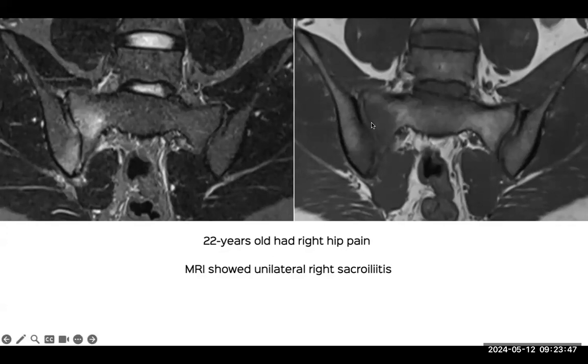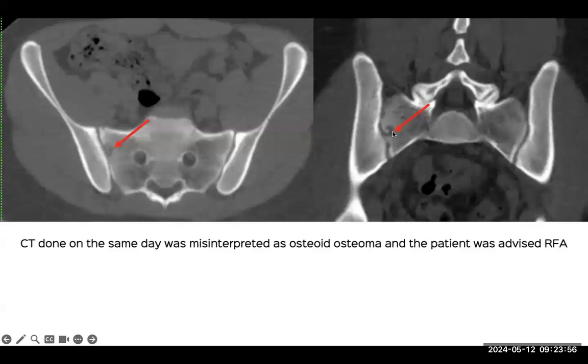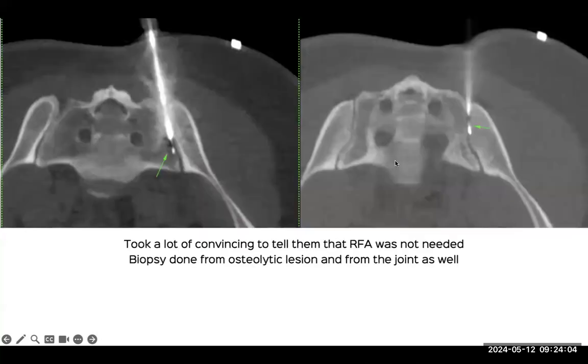You can see this focal lesion here. It is actually a sacroiliitis, because there's marrow edema on both sides and a little fluid here. But this was somehow misinterpreted as an osteoid osteoma. And I can imagine how that mistake could have been made. But clearly there are erosions, and this was a sacroiliitis.